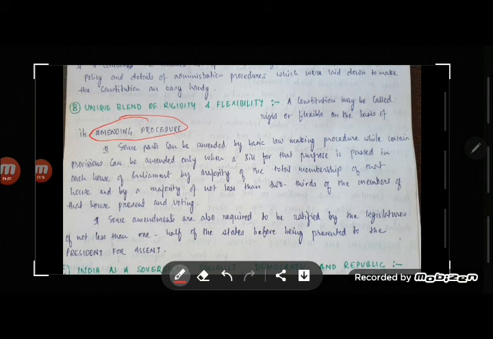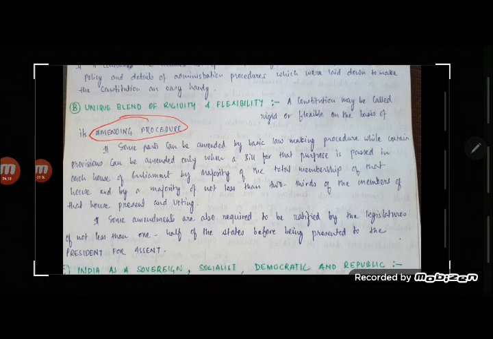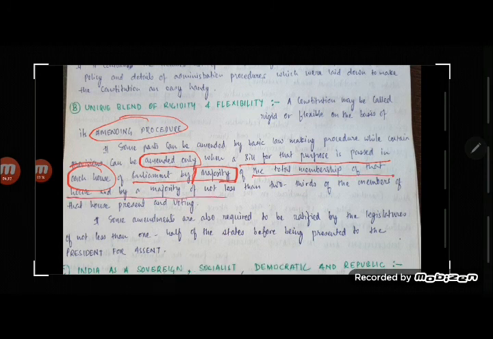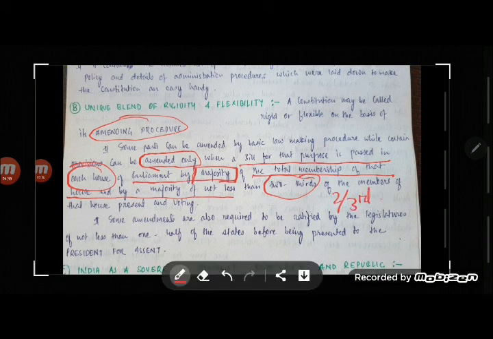Some parts of the basic law-making procedure contain provisions that can be amended only when a bill for that purpose is passed in each house of the parliament by a majority of the total membership of that house, and by a majority of not less than 2/3 of the members present and voting. So it requires 2/3 of those present and voting to amend the basic law. Whom to amend? The basic law. This is an important question for UPSC and JPSC also.